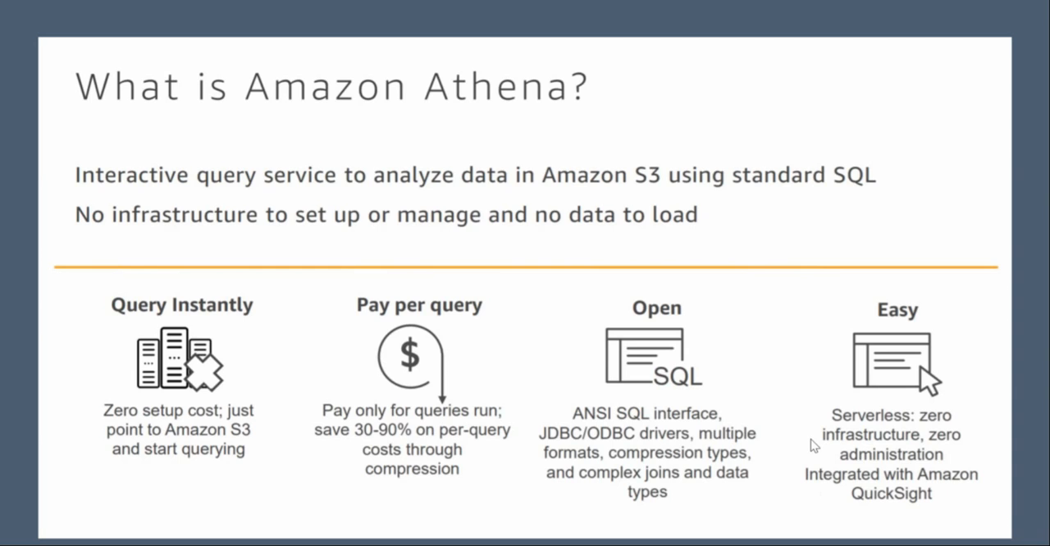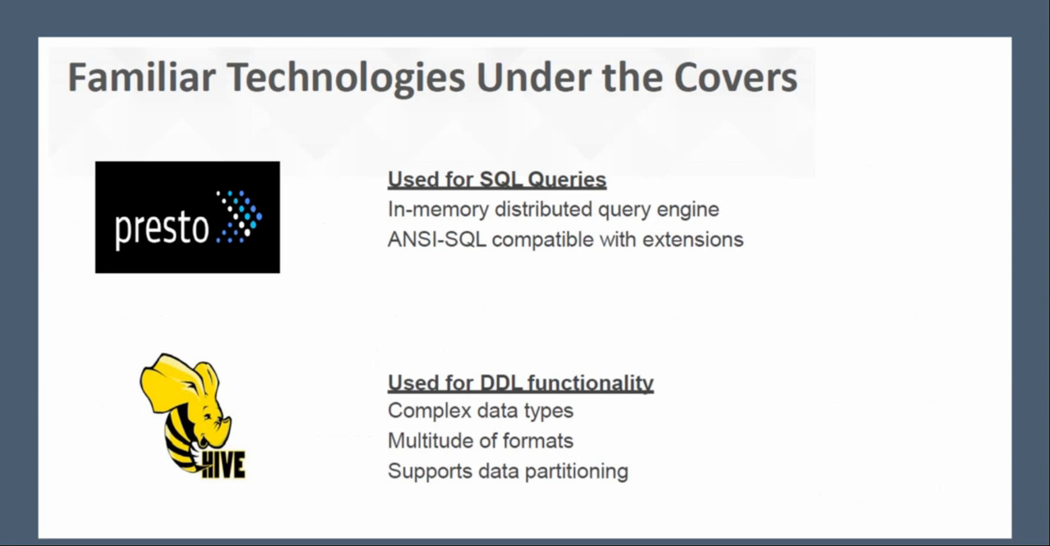integrated well with Amazon QuickSight. So the familiar technologies which are used, it's a mix of Presto and Hive. Presto is used for the SQL queries, an in-memory distributed query engine, ANSI SQL compatible with extensions, and Hive for the DDL functionality, and it includes complex data types, a multitude of formats.